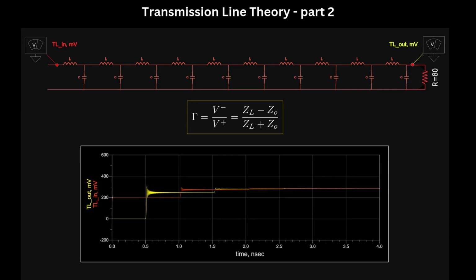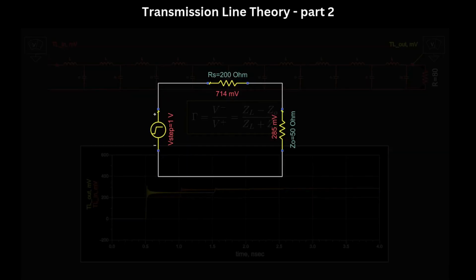Now at first, the voltage at the input settles to 200 millivolts. That's because the voltage source sees only the 50 ohm characteristic impedance. Finally, after all of these back and forth reflections, the 80 ohms load isn't hidden anymore, and the circuit settles to 286 millivolts. Voltage division between 80 and 200 ohms.